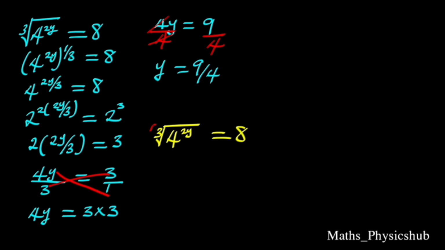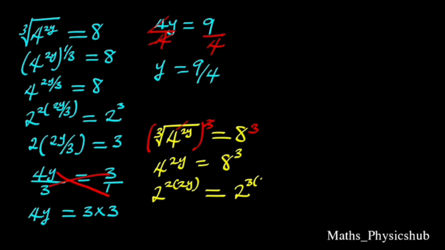Another method of solving for y in this equation, the cube root of 4^(2y) equals 8: the first step is to take the cube of both sides. On the left side, the cube will cancel out the cube root, to leave us with 4^(2y) equals 8^3. Next we express both sides to the same base, that is base 2. It follows that 2^(2 times 2y) equals 2^(2 times 3).